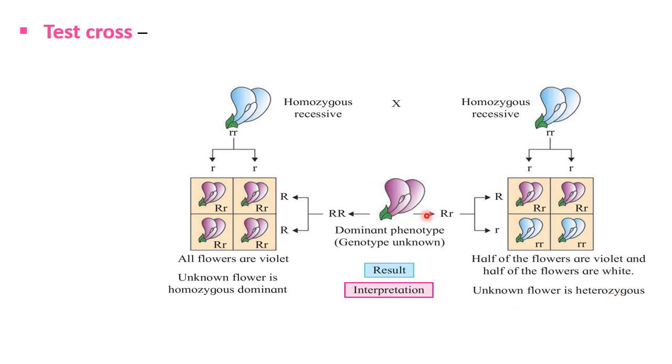That means it shows a dominant gene for violet color and a recessive gene for white color. So in this way test cross is used to detect the genotype of a particular plant.